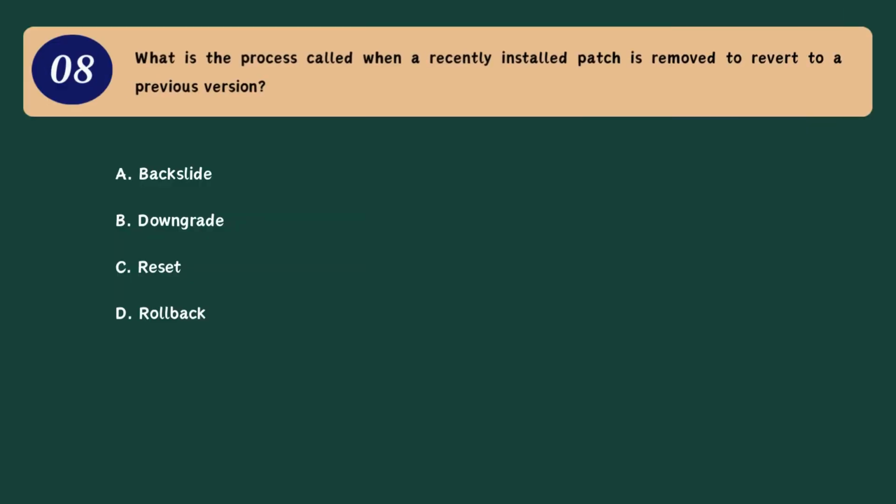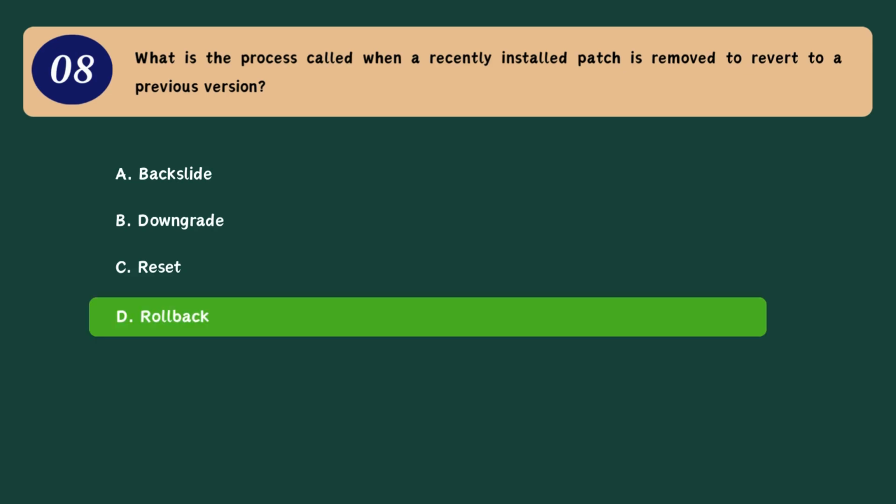Question 8. What is the process called when a recently installed patch is removed to revert to a previous version? A. Backslide. B. Downgrade. C. Reset. D. Rollback. Correct answer. D. Rollback.